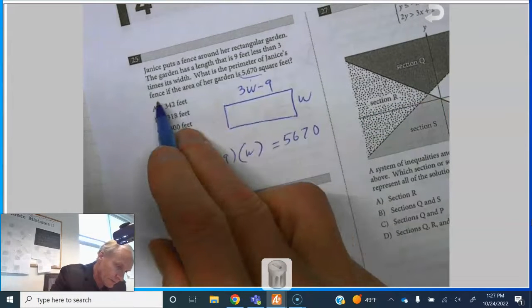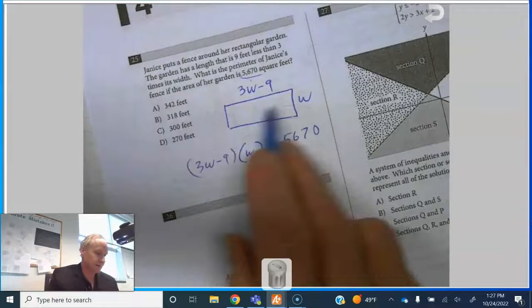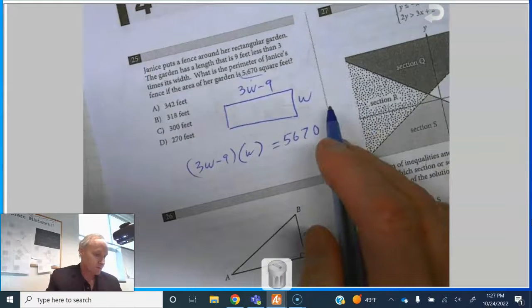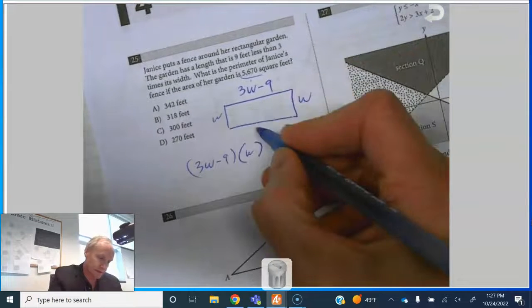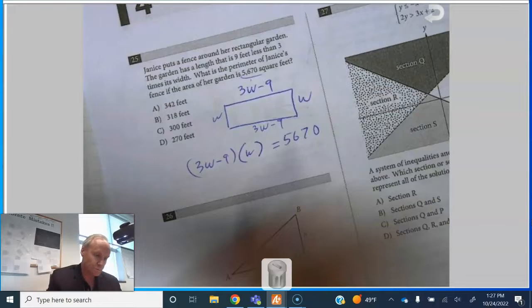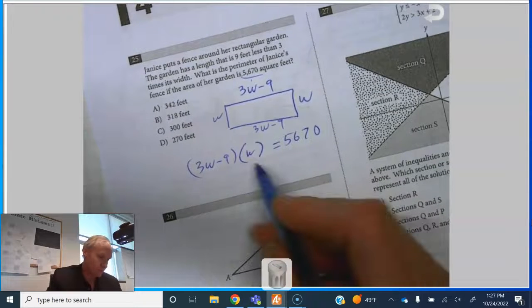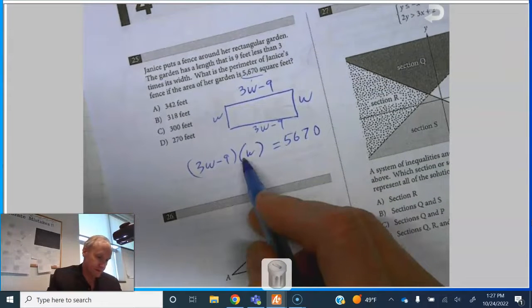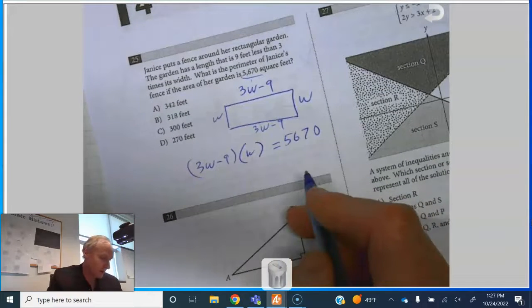And what is the perimeter of this deal? Now, the perimeter is going to be all these added together, isn't it? We could solve this. That would do it.